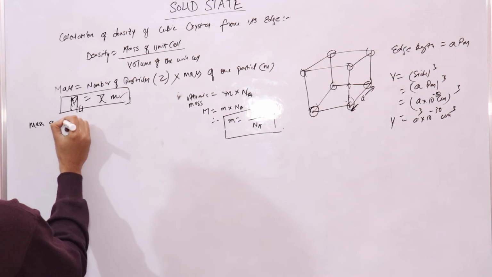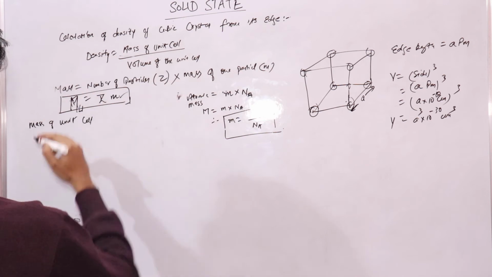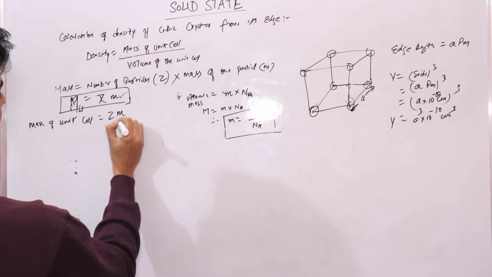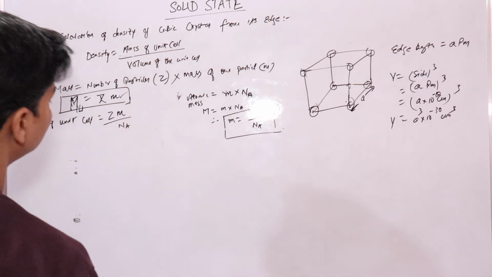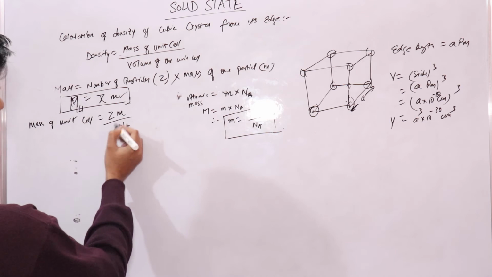So the mass of the unit cell, which is the quantity that we are trying to find, is equal to Z into M upon Na. This is the expression for the mass of the unit cell, where Z is the number of particles, right? M is the mass of one particle, the mass of one atom, and Na is Avogadro's number, right? This is your Avogadro's number.